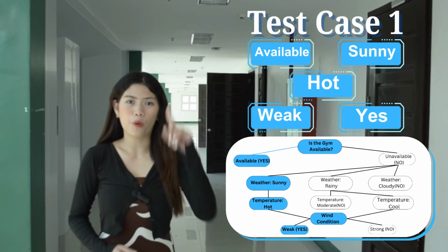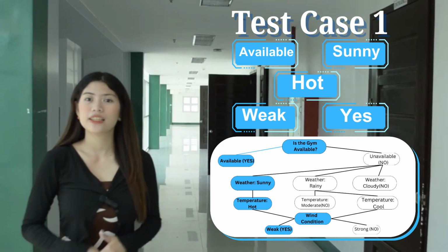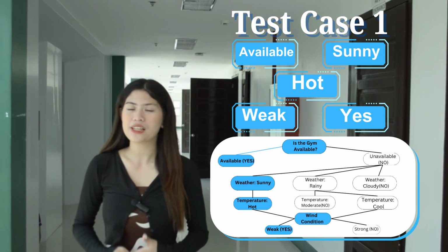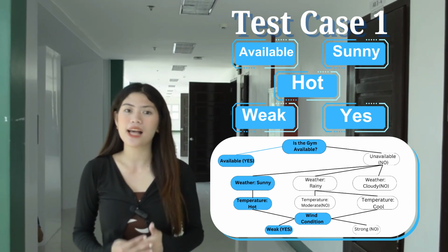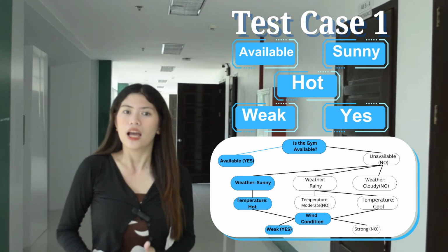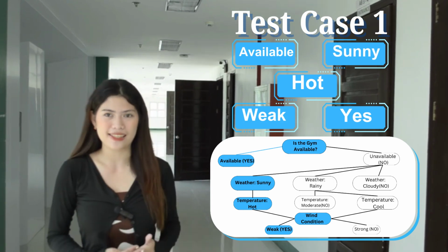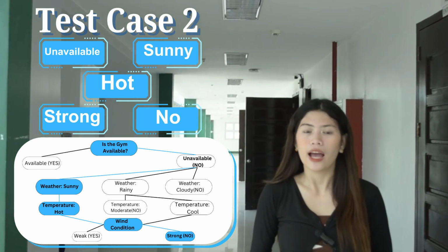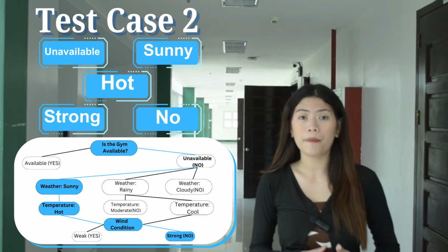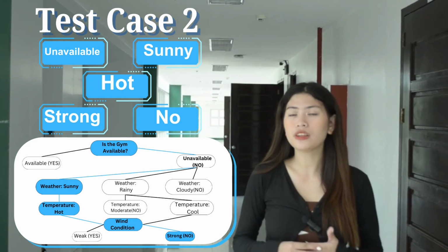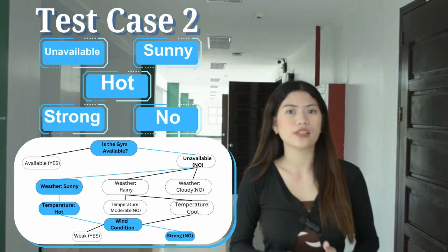Test case 1. According to the decision tree, since gym availability is available and the weather is sunny, the temperature is hot, and the wind is weak, the decision tree predicted that the decision is yes. Test case 2. The gym availability is unavailable and the weather is sunny. The temperature is hot and the wind is strong. The decision tree predicted the decision is no.